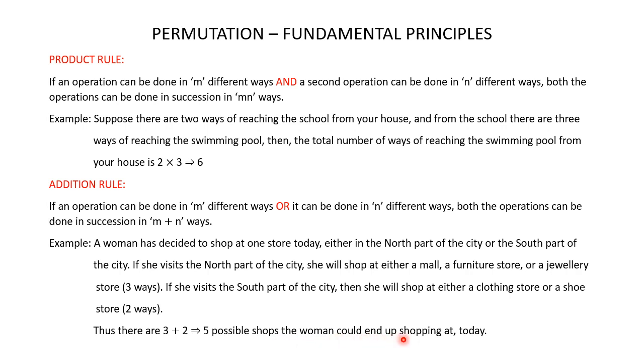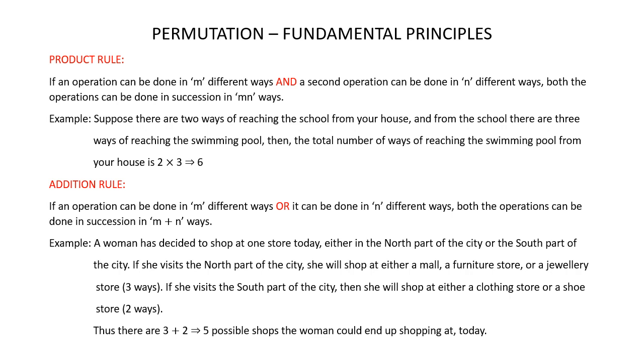Thus you can see here that there are 3 plus 2, that is 5 possible shops the woman could end up shopping at today. So if she visits the north part of the city, there are 3 possible shops the woman could shop at. And if she visits the south part of the city, there are 2 shops where she can shop. So totally there are 3 plus 2, that is 5 possible shops the woman could end up shopping at today. This is the addition rule.